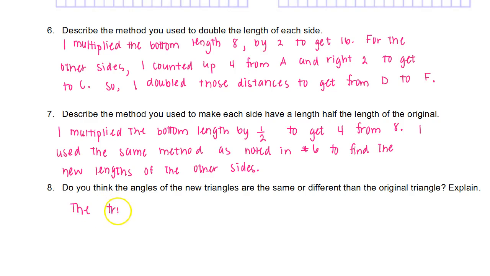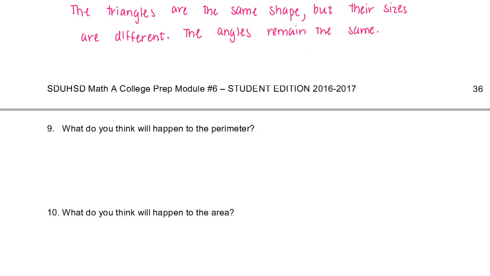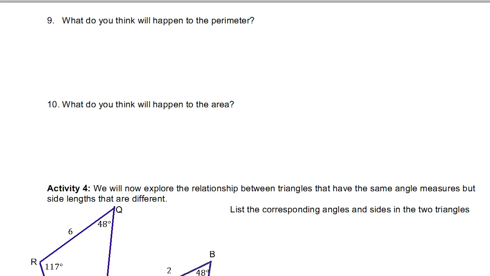So the triangles that we see up above are the same shape but their sizes are different. So the angles remain the same. We could say that the angles are preserved, meaning if we had a 30-degree, 60-degree, 90-degree triangle and enlarged it, the side lengths are larger than they were, but the angles are still 30 degrees, 60 degrees, and 90 degrees. So the angles are preserved, they do not change, but the side lengths can get bigger or smaller, depending on if we're enlarging it or decreasing the size.